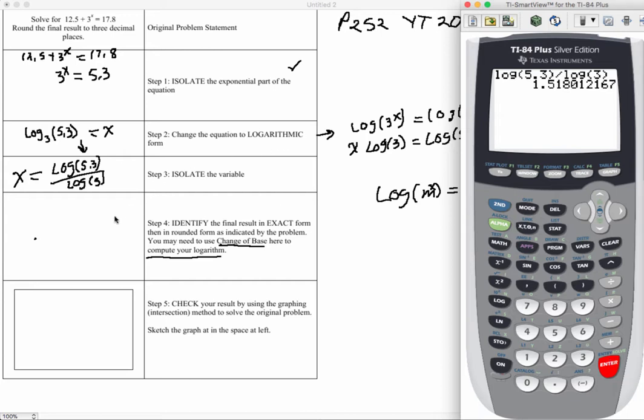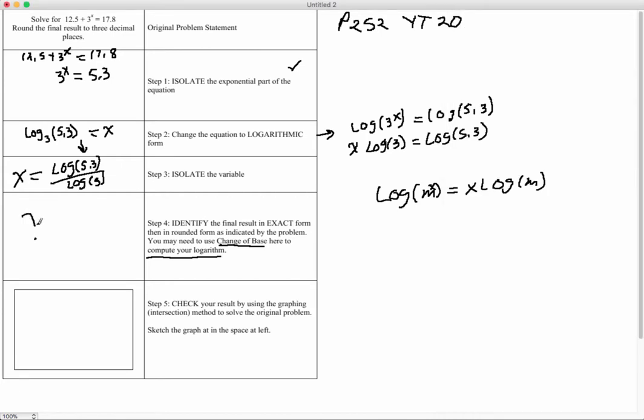It said take it out to 3 places, so better do what they tell me to, right? So x is approximately 1.518.